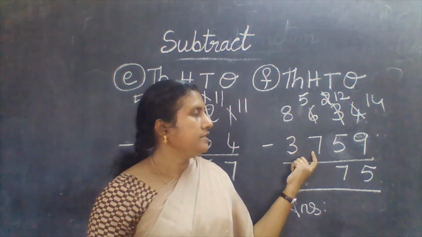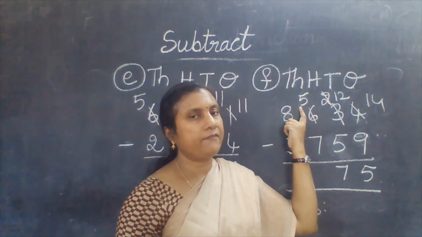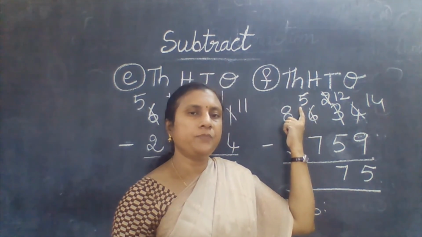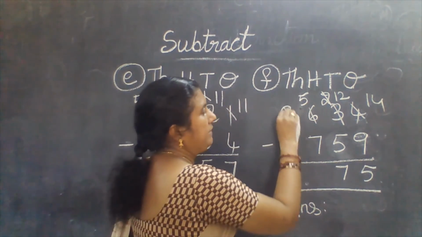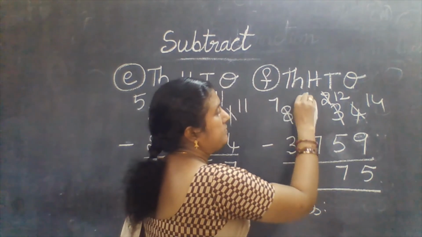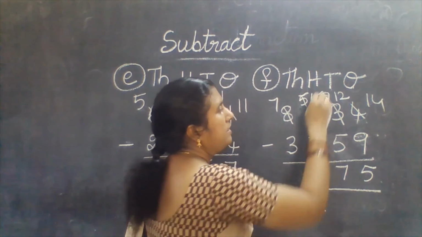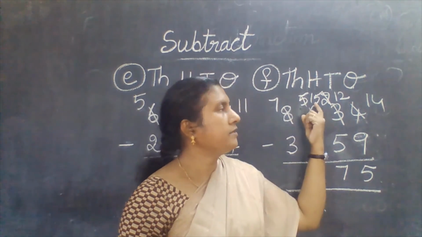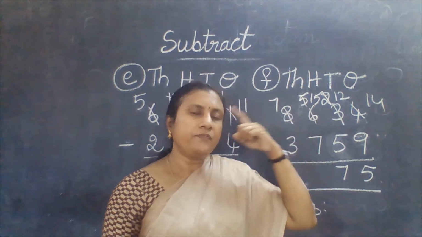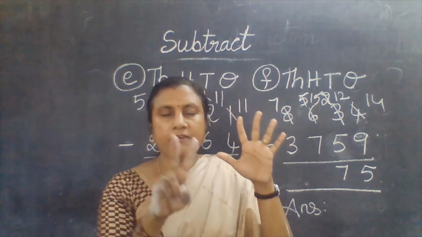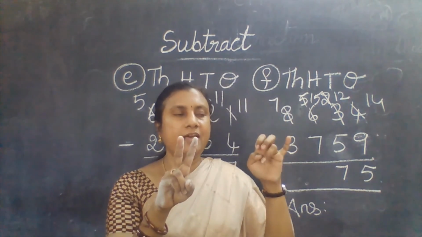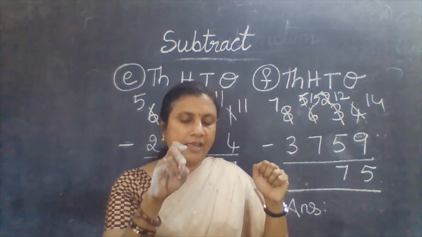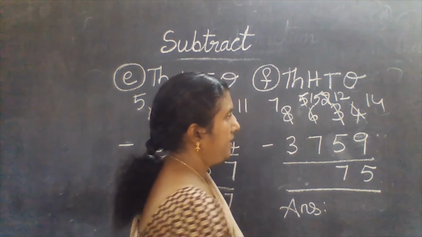Next we have to go to the hundreds place. Here 7 is there to separate from 5. Is it possible? No. So we have to borrow from the thousands place. 8 will become 7 and this 5 will become 15, and that 7 should be separated from this 15. So 15 in your mind, 7 in your fingers. Before 15: 14, 13, 12, 11, 10, 9, 8. The difference is 8.